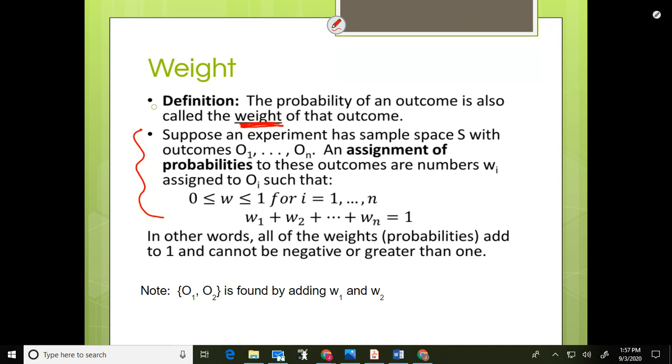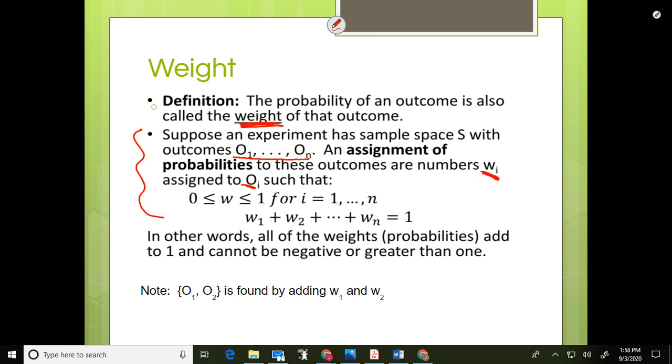So we're going to say we have an experiment, sample space S, and our outcomes: outcome 1, outcome 2, outcome 3, and so on, up to a certain number of outcomes. In an assignment of probabilities to these outcomes, we use W to represent the weight of each outcome, or the probability of each outcome. The reason you see W is that it stands for weight, which is a probability. So all these W's are probabilities. The weight of, let's say, i corresponds to outcome i, so it's the probability of outcome i. If I had outcome 1, W1 would represent the probability of outcome 1.